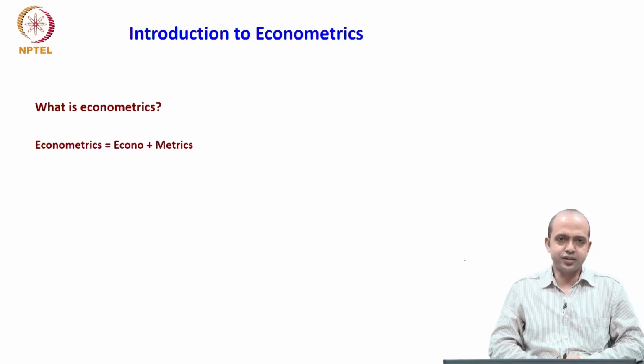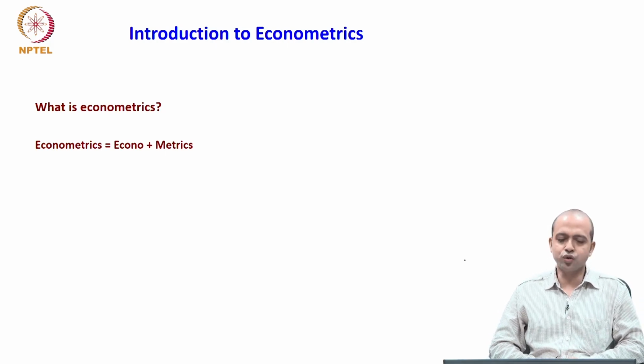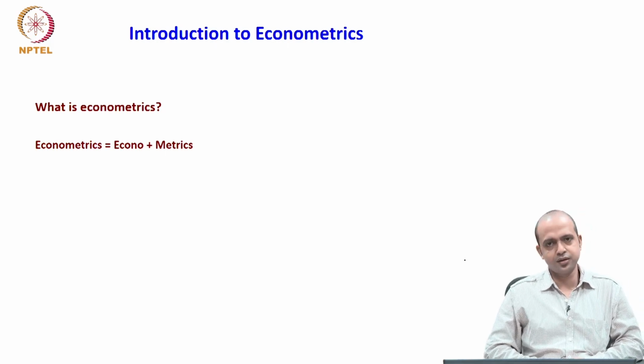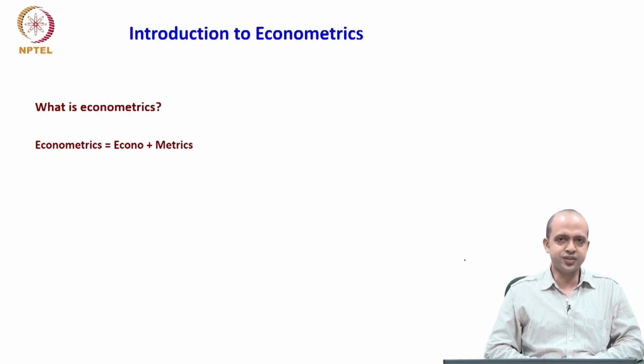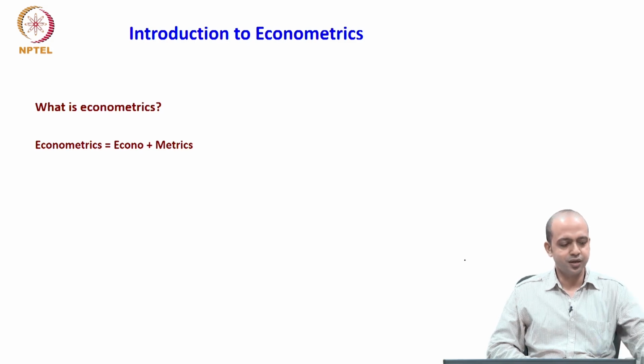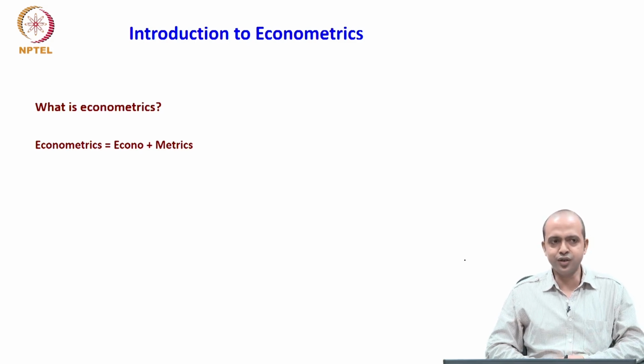So, econometrics is basically a summation of two components, econo and metrics. And what is the meaning of econo? Econo basically stands for economics and metrics stands for measurement. So, if I sum it up, that means econometrics basically indicates the measurement of economics or economic measurement.